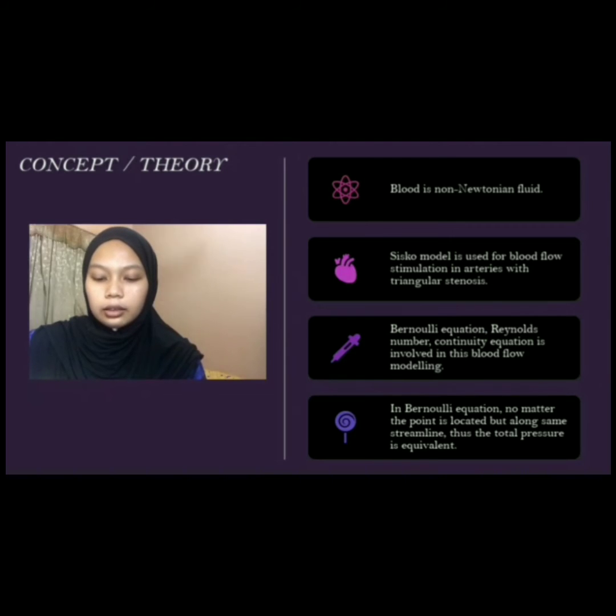Next, the Bernoulli equation, Reynolds number, and continuity equation are involved in this blood flow modeling. The Bernoulli equation states that no matter where the point is located along the same streamline, the total pressure is equivalent. So when we want to know the blood flow in the blood tube, whichever point we want to examine, the pressure is equivalent. That's why we measure the pressure rather than the velocity, because pressure measurement in the blood is easier than velocity measurement.